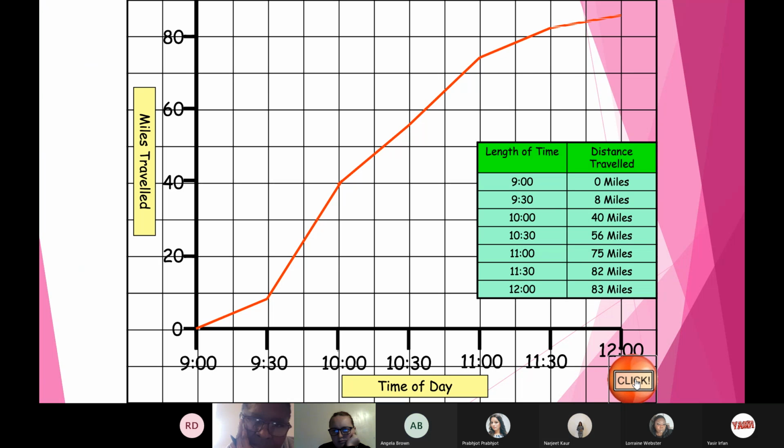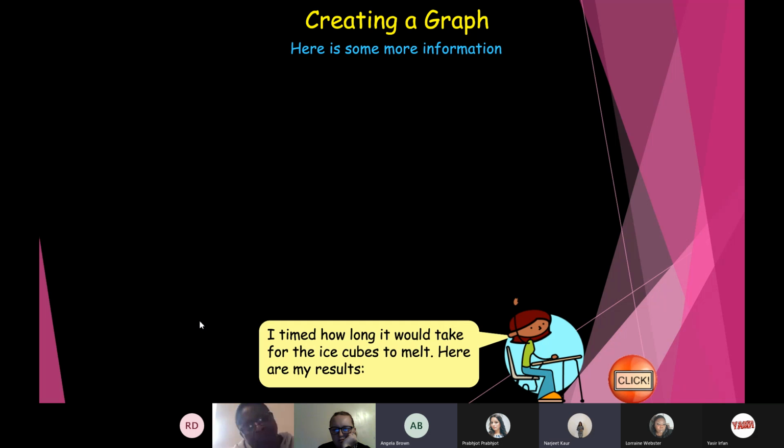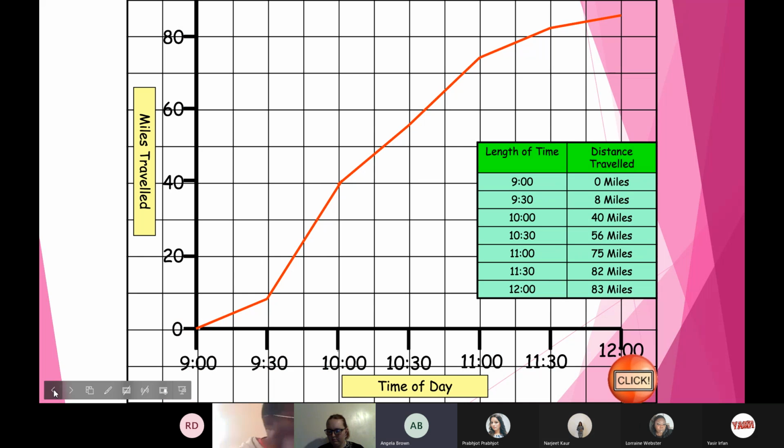Okay. So normally what you would do, you would plot it. So you'd plot this at 0. Sorry, it's gone. So you'd plot this at 0. You'd plot this at 8. You'd plot this at 9:30, etc. So you'd use that information there, and you'd plot your graph.